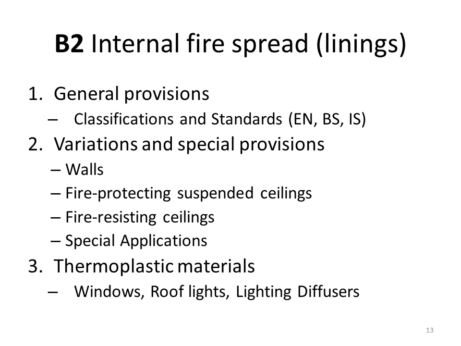B2, internal fire spread on linings. This would include things like general provisions, classifications of standards, European norm, British standards, Irish standards, variations and special provisions for walls, fire protecting suspended ceilings, fire resisting ceilings, and special applications also. And also thermoplastic materials. This would be for windows, roof lights, lighting diffusers. Make sure that certain types of thermoplastics don't melt.